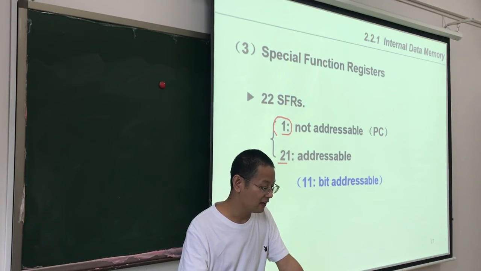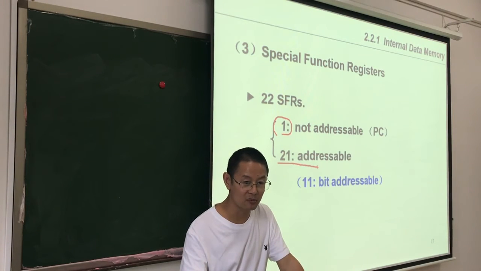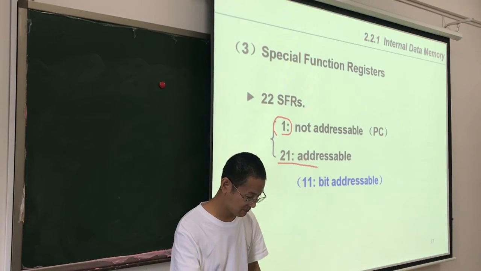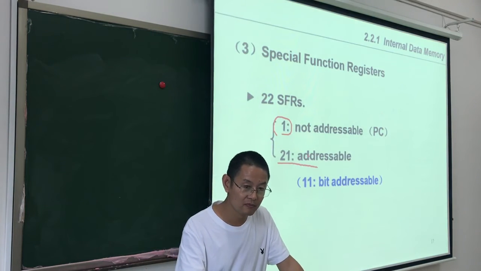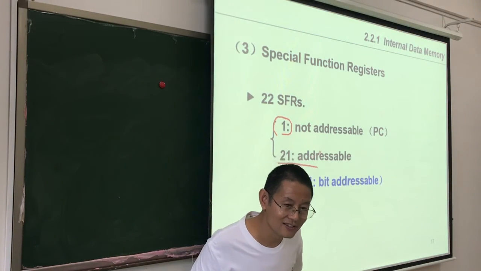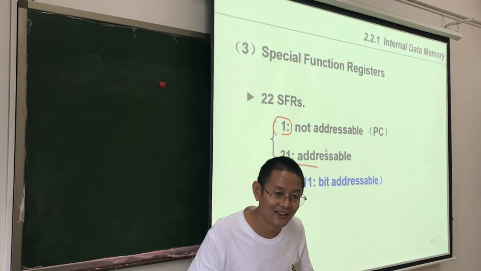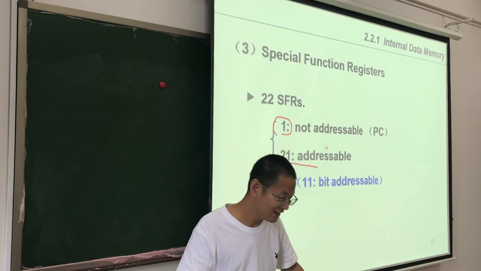Other addresses in the SFR can be accessed. So now, what is an example of the type of data which is stored in the SFR? Is it the operating system, or what type of data? What type of data is stored in the SFR?